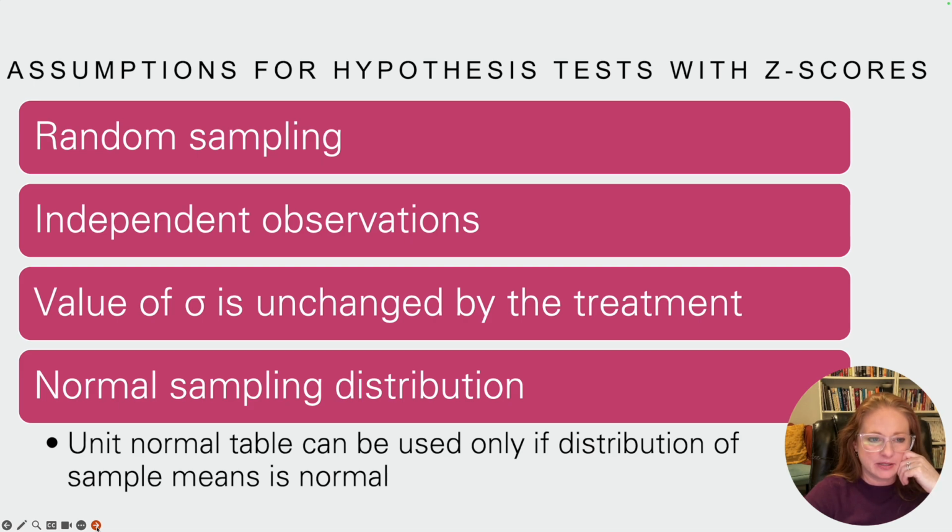Some of the assumptions for the hypothesis test to keep in mind with z-scores, obviously stay true with random sampling. Don't cherry pick your data. Everything should be independent observations. Don't double dip. The value of your standard deviation is unchanged by the treatment. Please, please, please. And then always assume that it is a normal distribution, that you're pulling it from a population, or you're having a sample size over 30, so that you can make sure that you can use that unit normal table or your z-table.